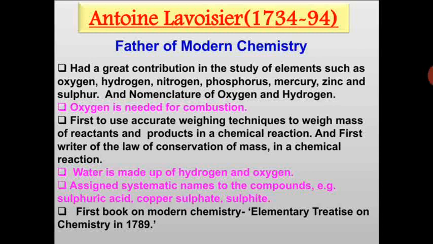He also discovered that water is made up of hydrogen and oxygen, and he assigned systematic names to the compounds. For example, a few examples are given over here: sulfuric acid, copper sulfate, sulfite. Do you know, students, he bagged the honor of being the author of the first book on modern chemistry, that is Elementary Treatise on Chemistry, in 1789.